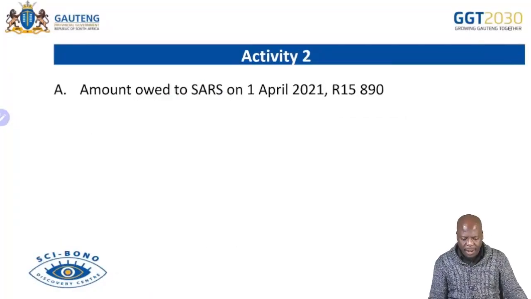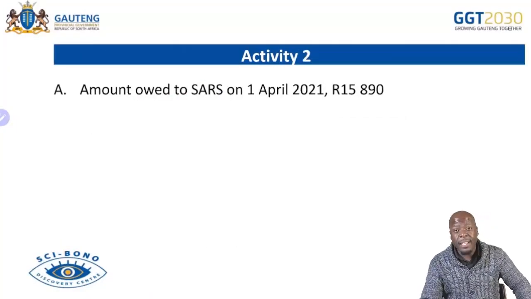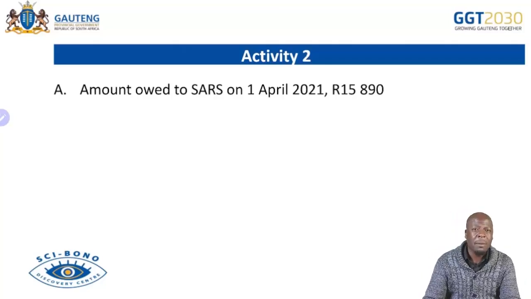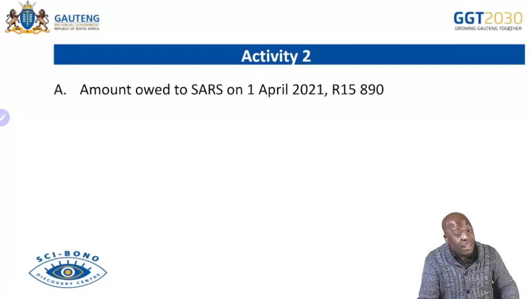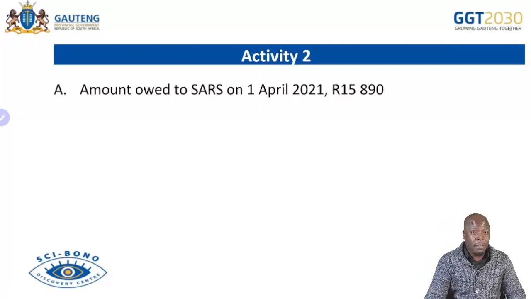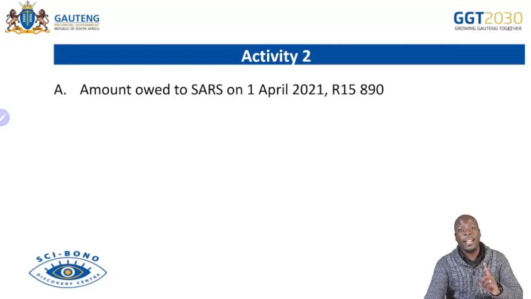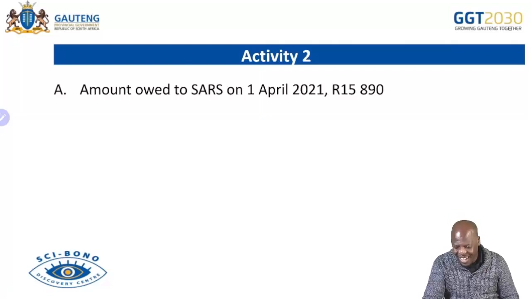Amount due to SARS on the 1st of April, 15,890. How do you show this now? Remember, we have agreed we're going to show most of our calculation in the VAT control account. We're going to use a VAT control account. It will make it easy for us to ascertain whether the amount is receivable or payable. How do we show the amount owed to SARS?